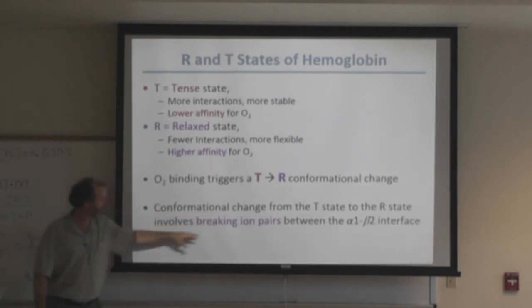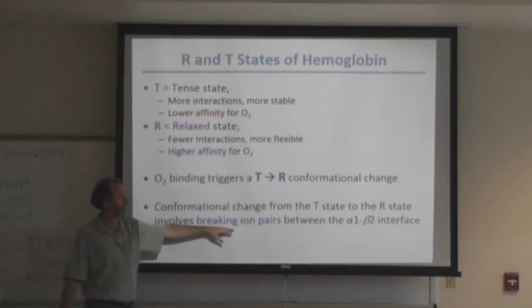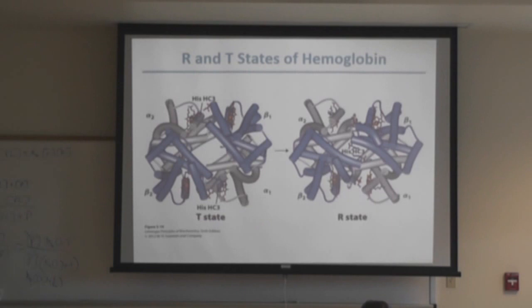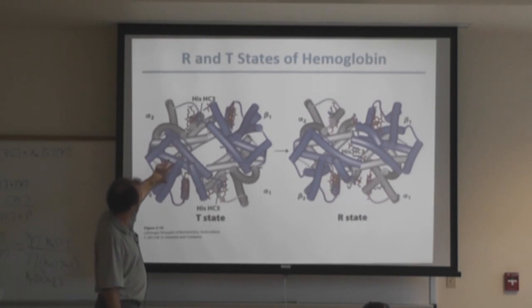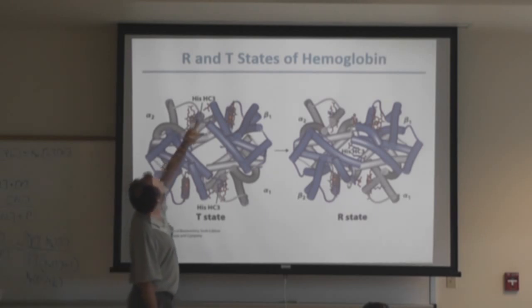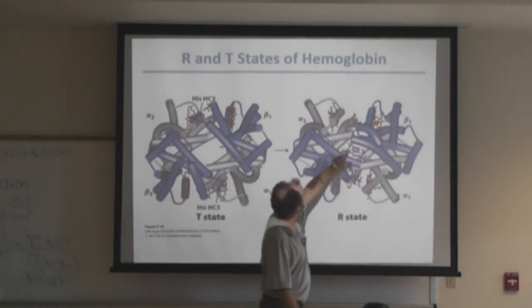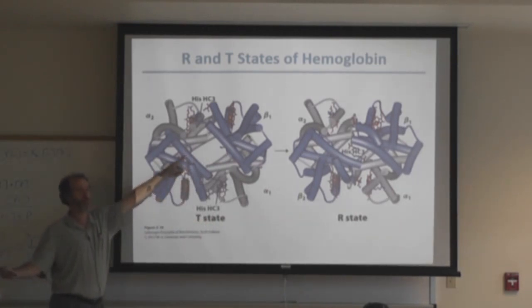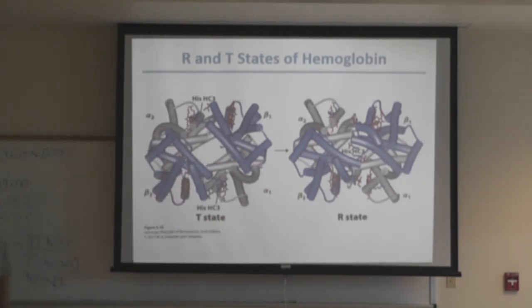The conformation change from the T state to the R state involves breaking ion pairs between the alpha 1 and beta 2 interface, and that would be your lysine and histidine and so forth, or lysine and aspartic acid. So, R states and T states: this is your T state, low affinity for oxygen. It looks like you have histidine here interacting. And then for the R state, the histidines are where? They're down here, not interacting with their respective subunits as they are in the T state, or the tense state.